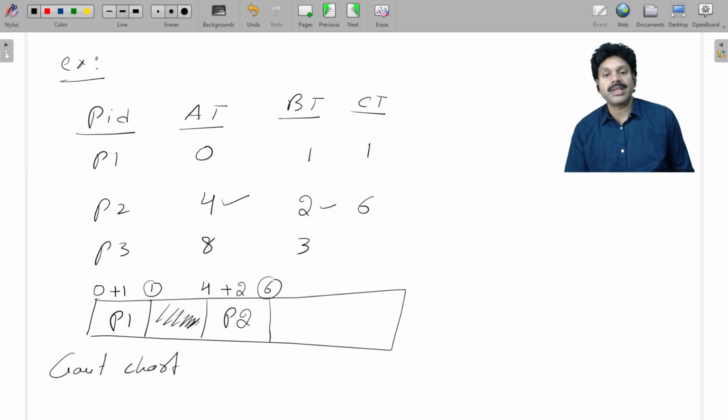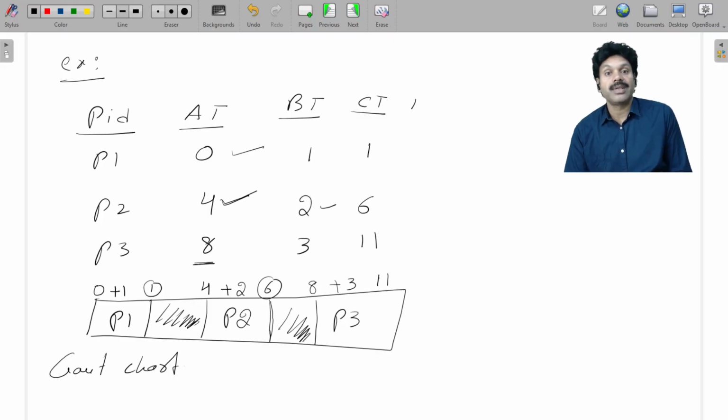But at 6, no other process is there. This is completed, this is completed, this is the only incomplete one, but it has not arrived when the CPU reaches 6. Therefore, the CPU is idle till 8, and it is satisfied with how many units of time? 3 units of time. Then by 11, it also gets completed.